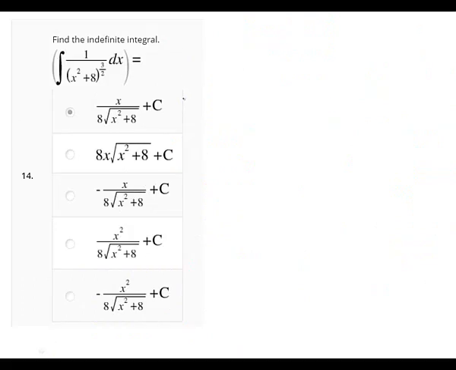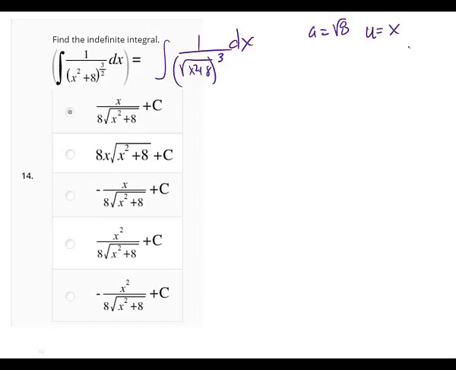Okay. So, I'm going to rewrite it. 1 over the square root of x squared plus 8 cubed dx. Okay, what are you going to use as your u, and what's our a? Radical 8, and I'm not worried about simplifying that radical. We're going to leave it radical 8. Okay, what is your u going to be? Good. So I've got a variable plus a number. So what's a variable plus a number?